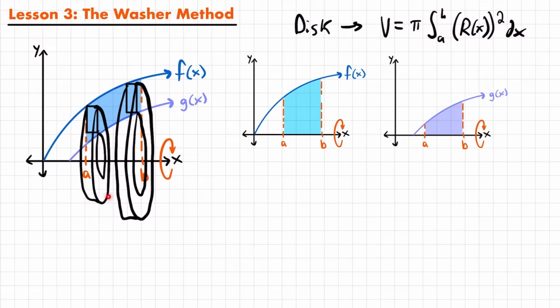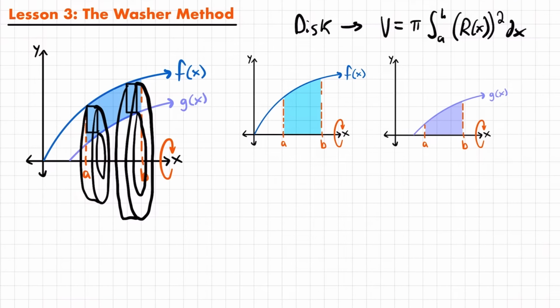And so for this solid of revolution, we actually have an outer radius and an inner radius, right? f of x is going to be our outer radius that forms the outside of our solid of revolution, and g of x is going to be our inner radius, and that will form the inside of our solid of revolution.